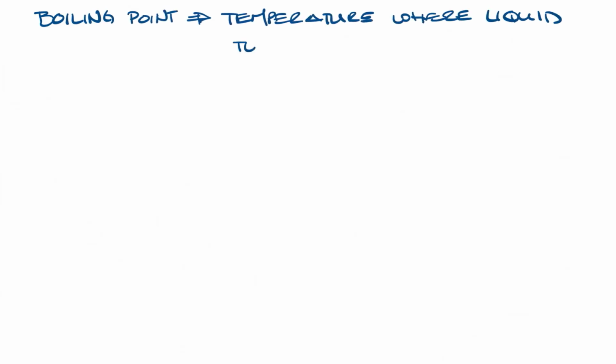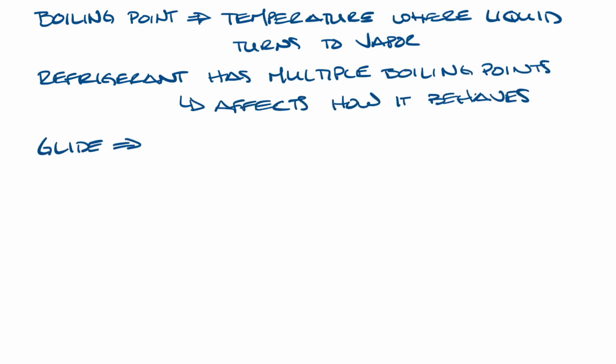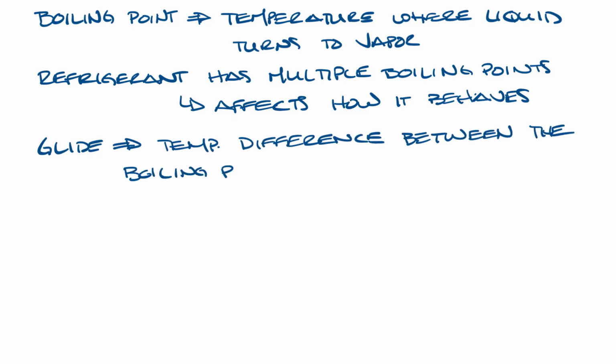So remember that the boiling point is the temperature where a liquid turns to a vapor, or the condensation point is when it goes from vapor to liquid. And the boiling point and condensation point for a substance is the same temperature. When a refrigerant is composed of multiple refrigerants, each with a different boiling point, it affects how the refrigerant behaves. Refrigerant glide refers to the temperature difference between the boiling points of the different components in a blend of refrigerants.